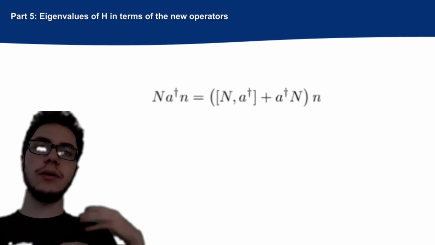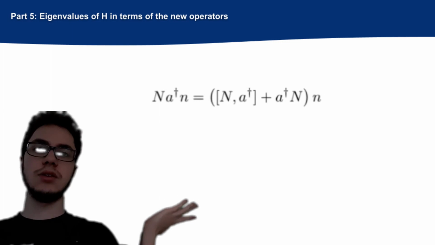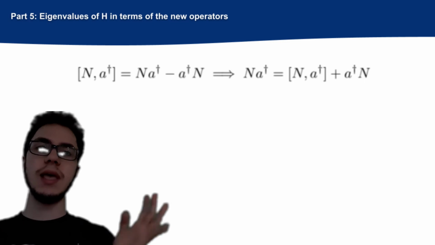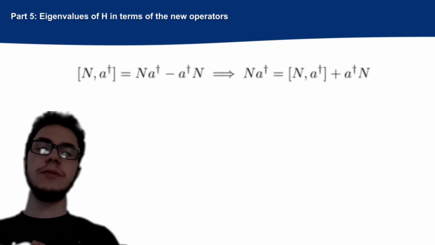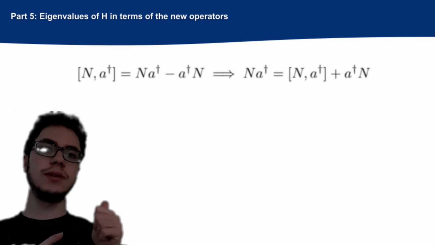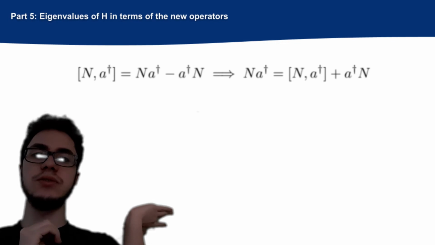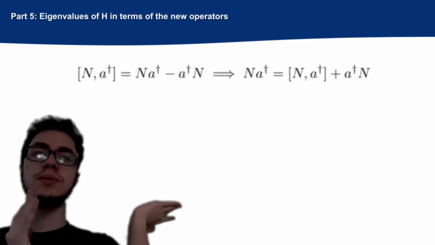So, first of all, we are going to consider this commutation between the number operator and the creation operator. We saw before that this was equal to the creation operator. Here, we can see that this commutation is also equal to this.